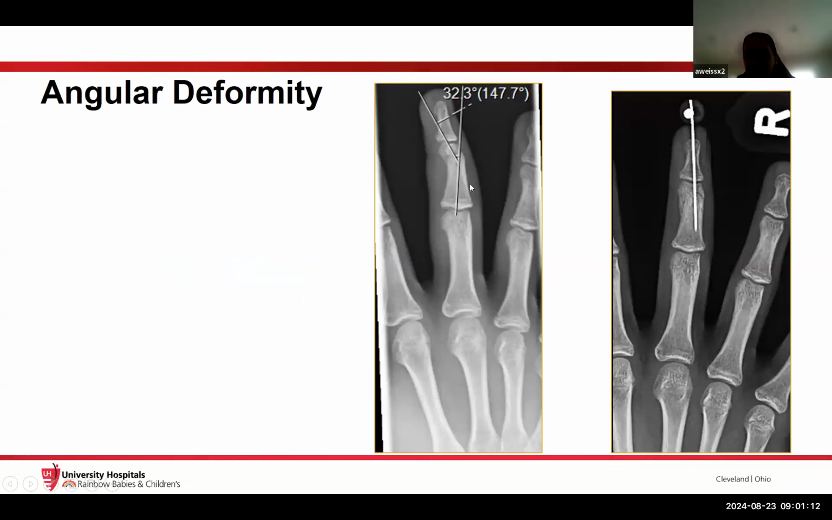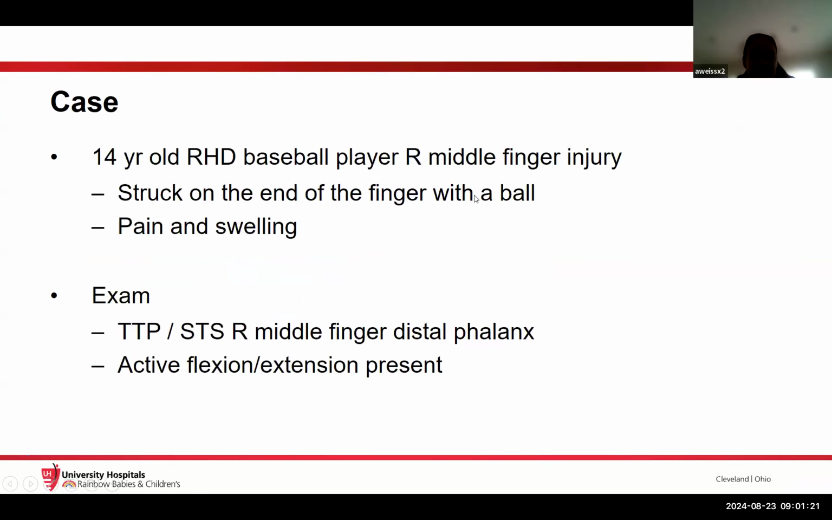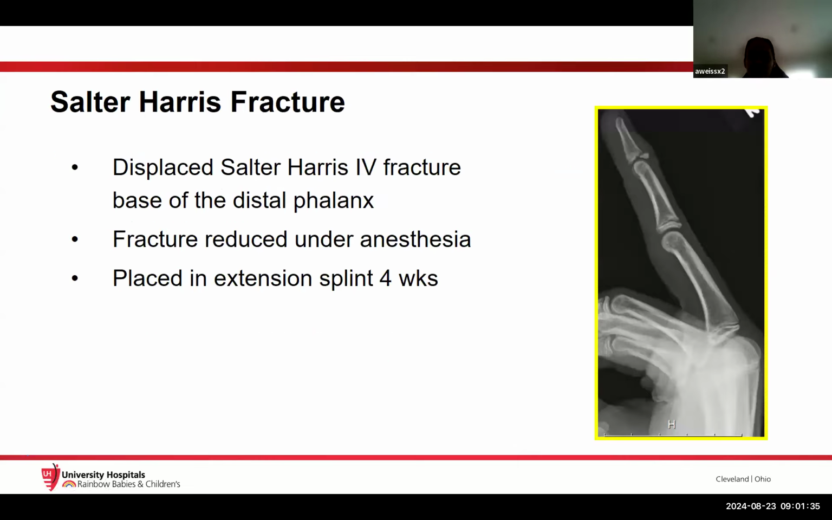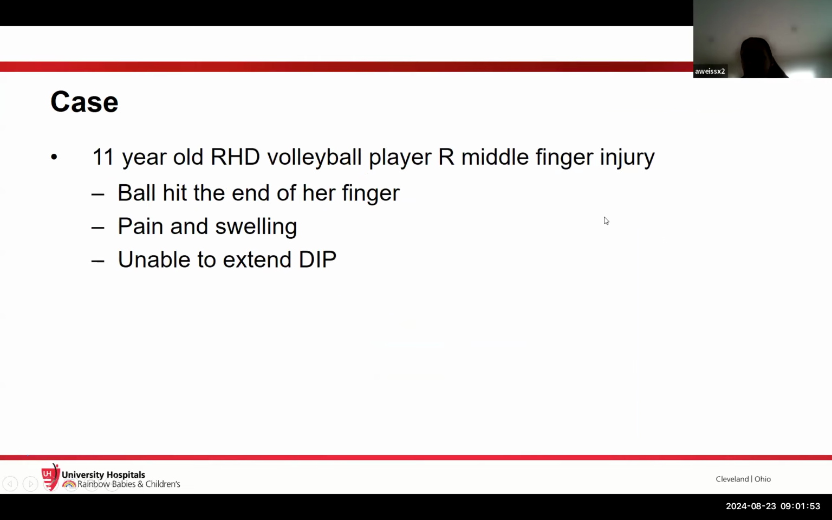Once you get to the phalanx, the angular deformity that you can tolerate is a little bit less. We don't see a lot of these. This is the only one of these that I've ever seen that needed to be fixed. This 14-year-old kid, again, middle finger struck on the end with a ball, tender to palpation, soft tissue swelling, distal phalanx, but had active flexion and extension, but had this little fracture here, which again involves 50% of the joint surface. This one ended up going to peds ortho, and they were able to reduce this just under anesthesia. They did not pin it, but put him in an extension splint for 4 weeks, and he ended up doing fine.